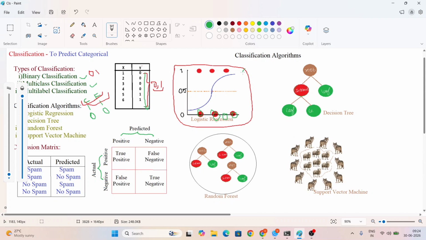Here 5, 6. Now assume it's not linear regression, so the output is a sigmoid curve. It's in S shape. Have you got my point? The output should be an S-shaped curve. So this is called a sigmoid curve. Have you got my point, guys?